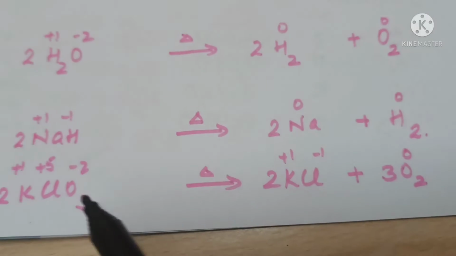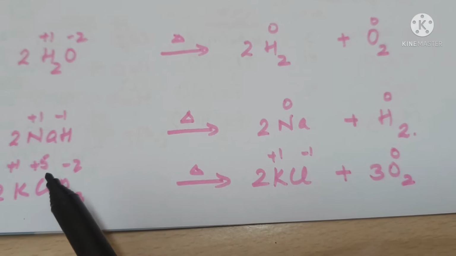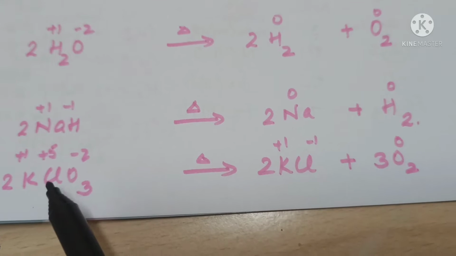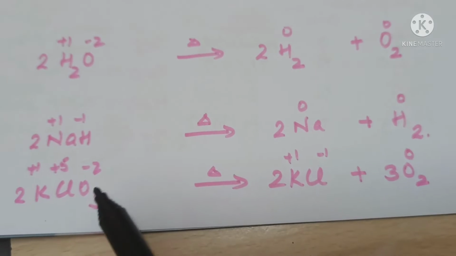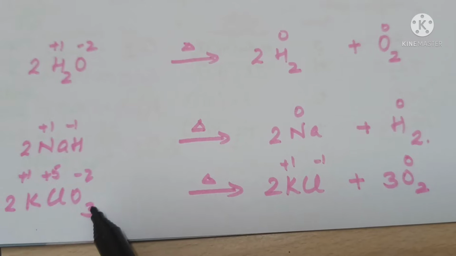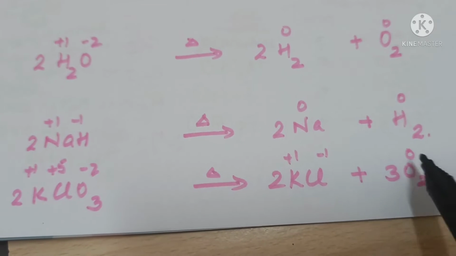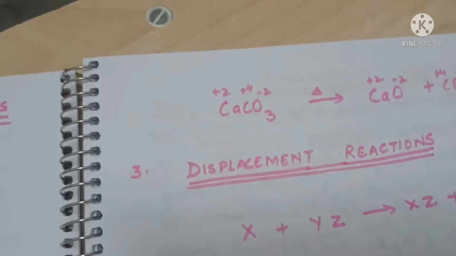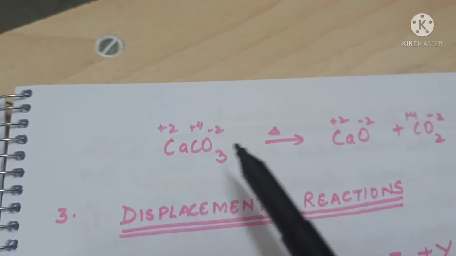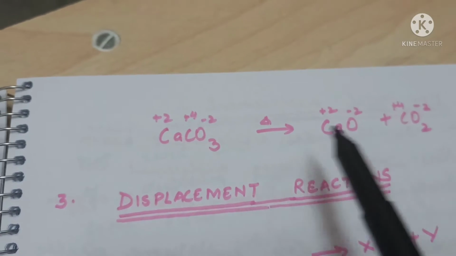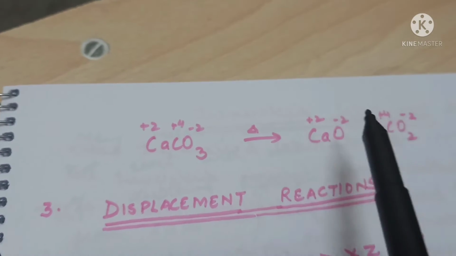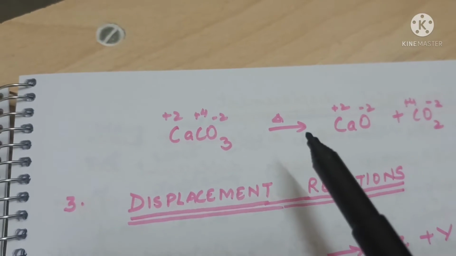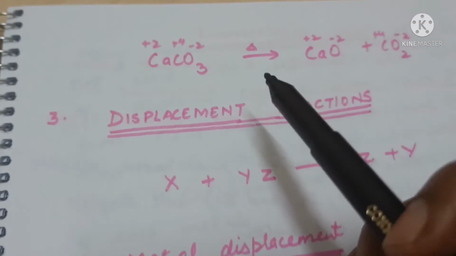In case of potassium chlorate, chlorine changes its oxidation state from +5 to -1, which is a decrease in oxidation state. So it's undergoing reduction, and oxygen is undergoing oxidation. It's losing its electron. There are some reactions where decomposition occurs, but it's not a redox reaction. Calcium carbonate decomposes into calcium oxide and carbon dioxide, but there is no change in oxidation number of any of the elements. So it's not a redox reaction. Not all decomposition reactions are redox reactions.